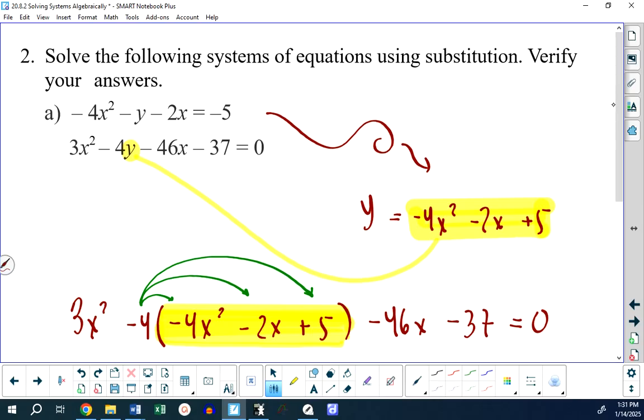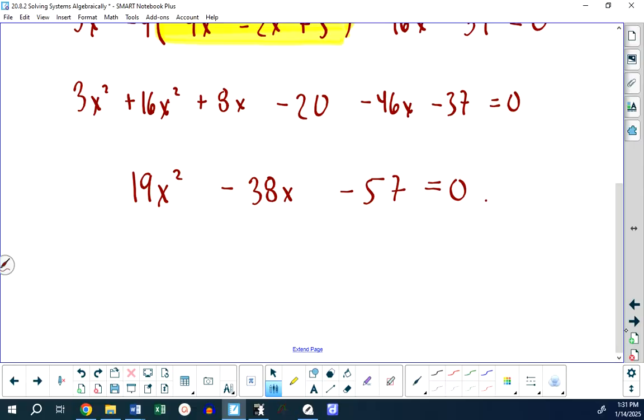Meaning, can I divide everything in the top equation by 2 or 3 or 4? No. Can I divide everything in the bottom equation by something? No. You should always look at that. So I can take a 19 out.